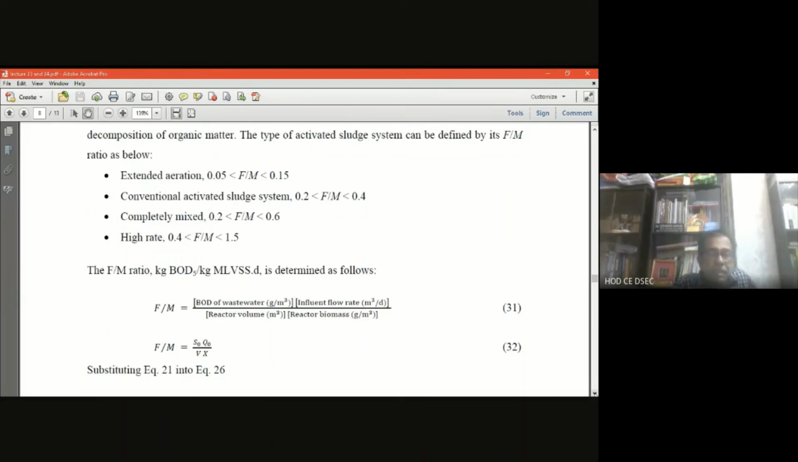Now, what is F by M? As I've told you, F means the BOD5, that is the food, that is the organic matter, carbonaceous organic matter. So what is food? Food is BOD. What is BOD? BOD of wastewater into the influent flow rate, because BOD is present in the water. BOD means organic matter present in the wastewater, and our target is to remove the BOD, that is, remove the organic matter. So whenever we find out the food, you have to multiply the concentration of the organic matter with the inflow of the water. Now the denominator part, let us discuss the denominator part.